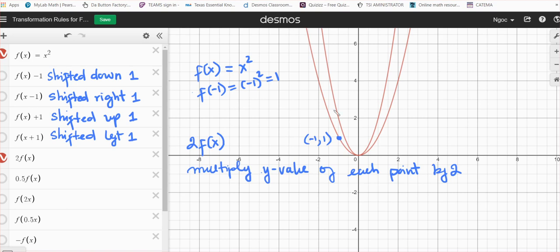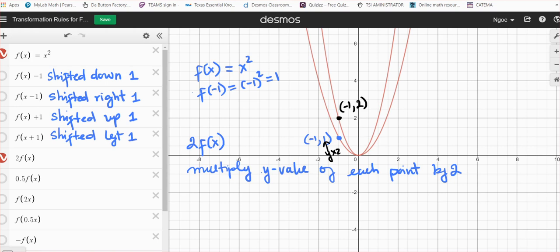Now think about you taking this point on your parent function, but you multiply the y value by 2. So this is the y value here. So you go ahead and times 2. Okay, so that would be the x value. So now you end up with what? -1, 2. So you have a new point right here, -1, 2.